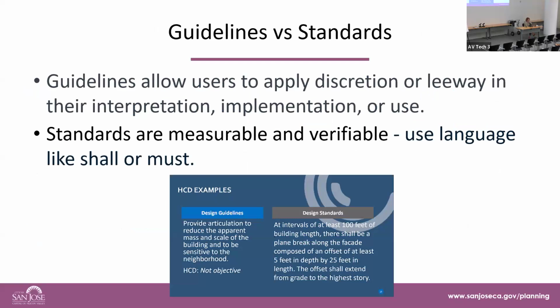So there's an example on the slide where a design guideline might be: provide articulation to reduce the apparent mass and scale of the building and to be sensitive to the neighborhood. So you can see that that provides a little bit of interpretation about how different people might define mass and scale and what would be sensitive. An objective design standard would be: at intervals of at least 100 feet of building length, there shall be a plane break along the facade composed of an offset of at least 5 feet in depth by 25 feet in length. The offset shall extend from grade to the highest story.